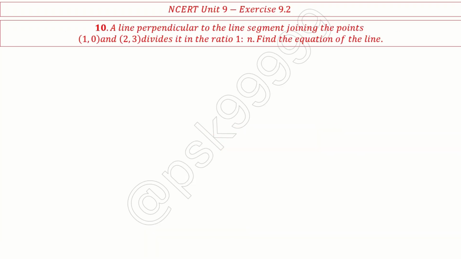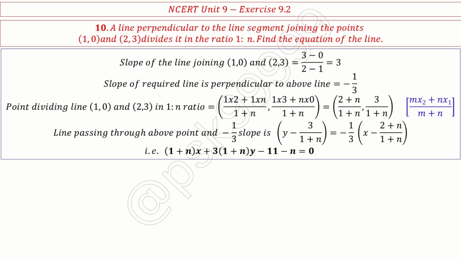A line perpendicular to the line segment joining the points divides it in the ratio 1:n. Find the equation of the line. So this is the perpendicular line to the line joining these 2 points. So first is the slope of this one. Slope is nothing but 3. Now it should pass through some point. The point is on the line joining 1 comma 0 and 2 comma 3, and that is at the ratio of 1:n. That point divides these 2 points in 1:n ratio. So use the section formula. If the point is dividing in m:n ratio, this is the formula we use.